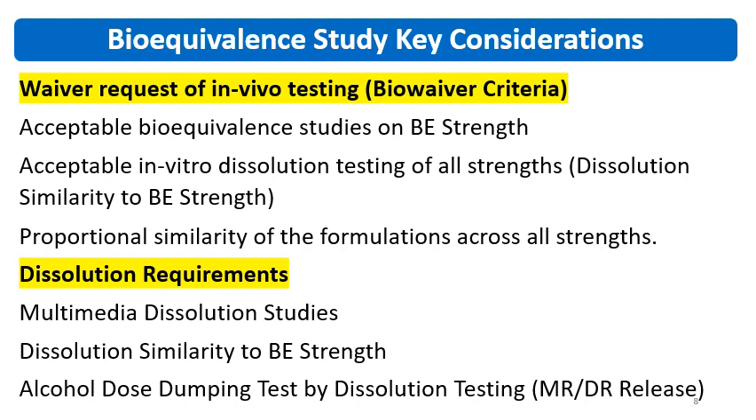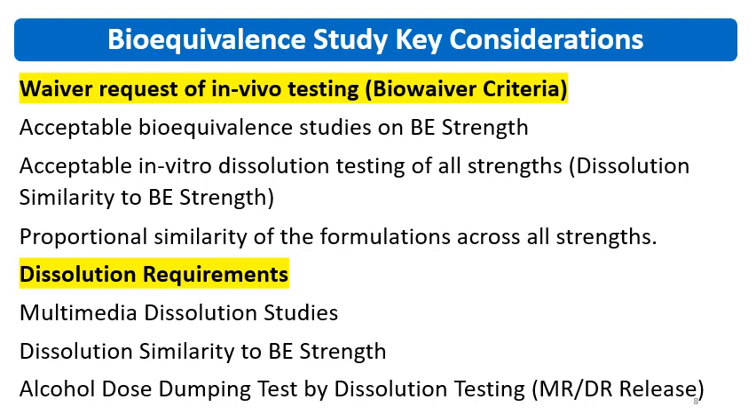For example, you have three strengths like 100 mg, 50 mg and 25 mg. Say you have studied the 100 mg strength in the bioequivalence study, and it is bioequivalent with the reference product. Now your 50 mg strength and 25 mg strength should demonstrate dissolution similarity with the 100 mg strength, which you have proved is bioequivalent.